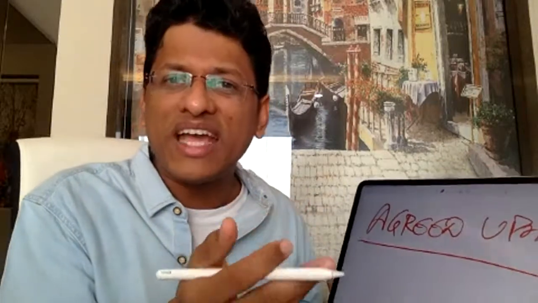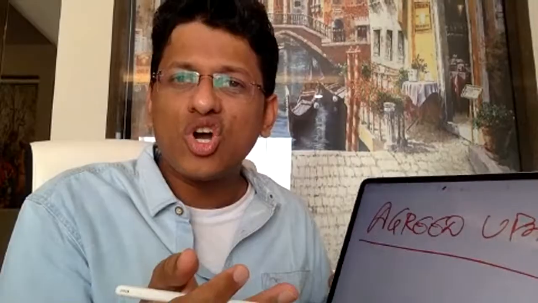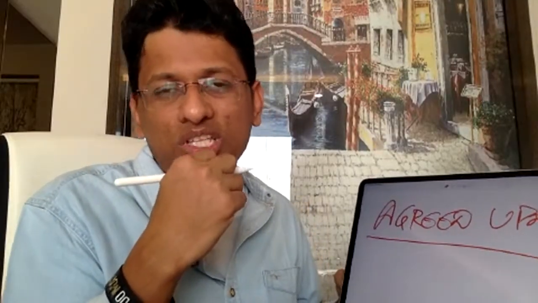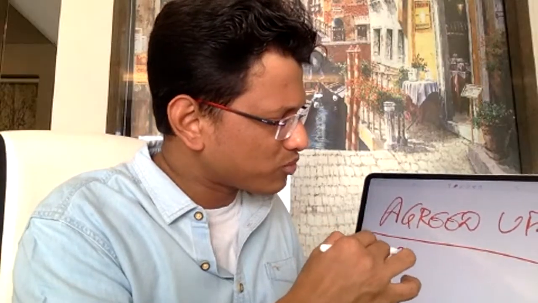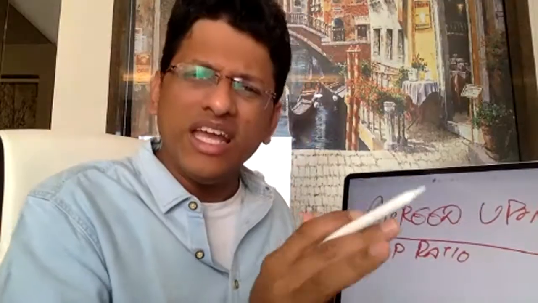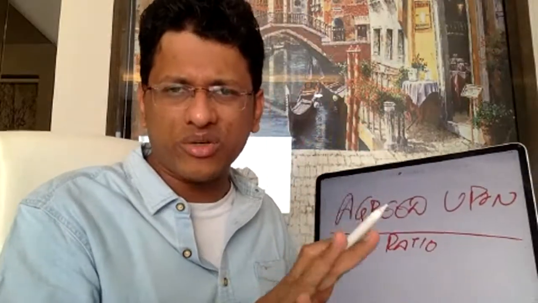Meaning, what if the agreed upon value is not given in the question? Sometimes the question will give the agreed upon value only, but in a slightly different way. We call it swap ratio. This is also in some sense the agreed upon value only. What do you mean by swap ratio?